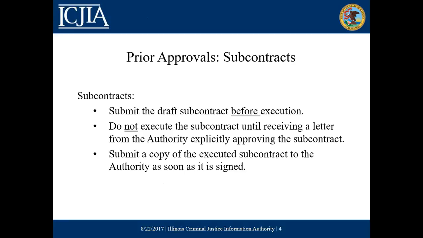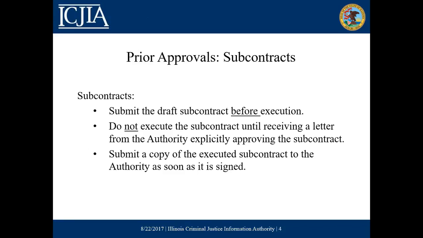Also in need of prior explicit approval are all subcontracts. So you should submit the draft subcontract before execution. Again, don't execute that subcontract until you receive a letter from the authority explicitly approving that subcontract. One reason that we want the draft subcontract is that if you are operating under a federal award, there are additional federal requirements that must be attached to subcontracts, and so your grant monitor will provide that document to you if it's applicable.